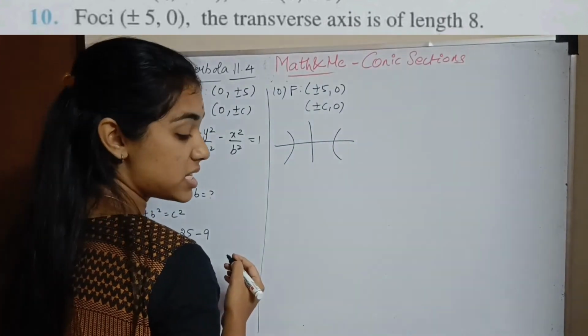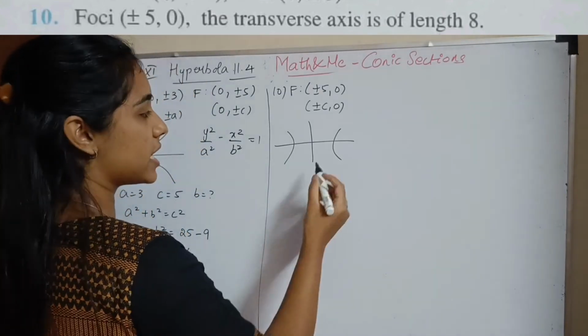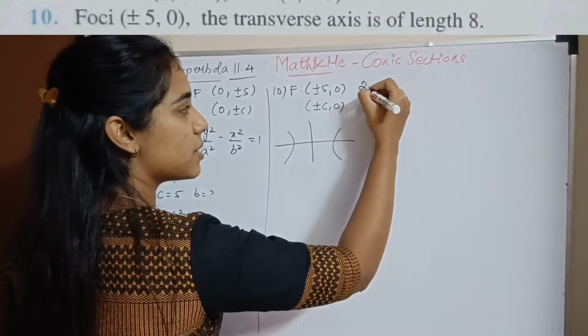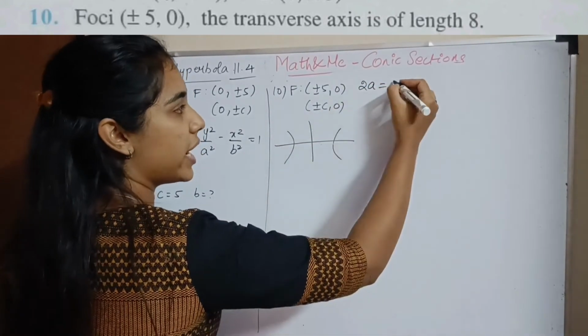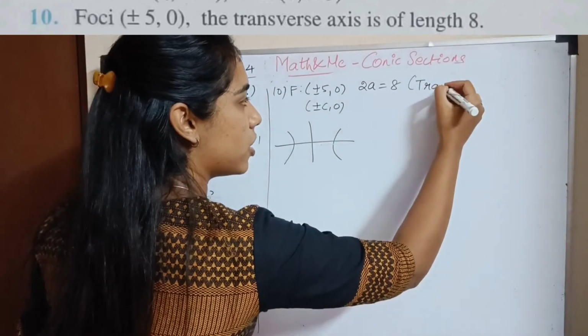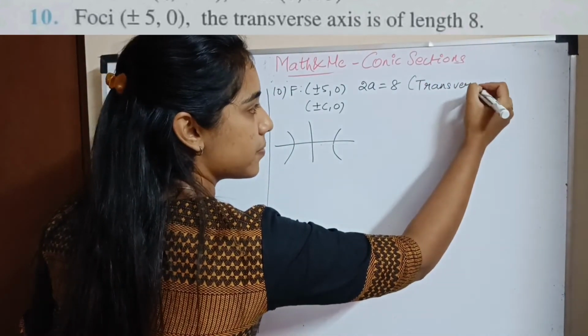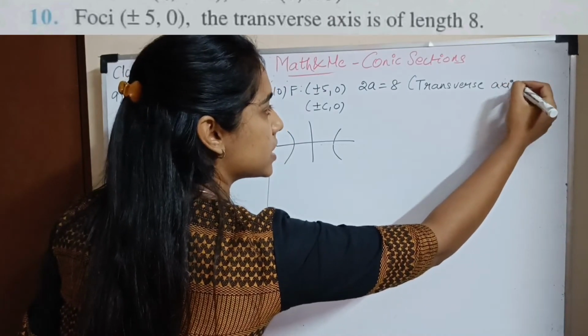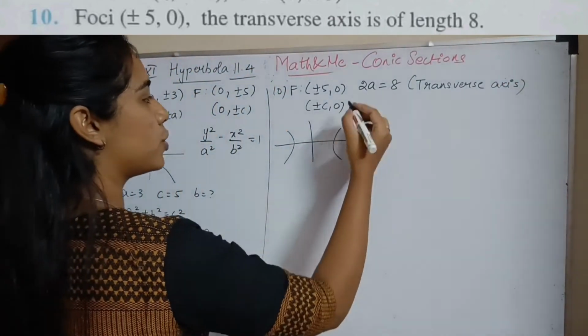The transverse axis is of length 8. Transverse axis, what is it? The axis where the hyperbola lies on. So it is the major axis, which is 2a. It is given to be 8. We don't call it the major axis here. Instead, we call it the transverse axis. Okay. So now you know 2a equals 8.